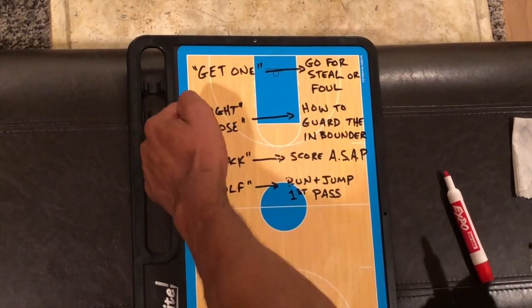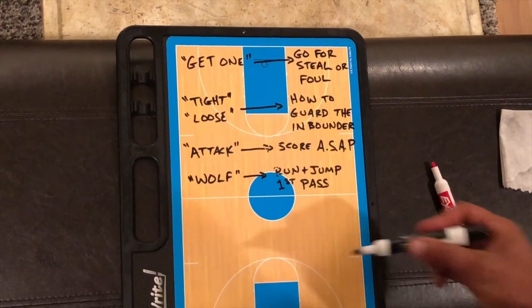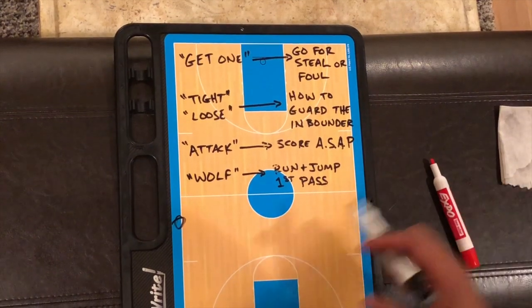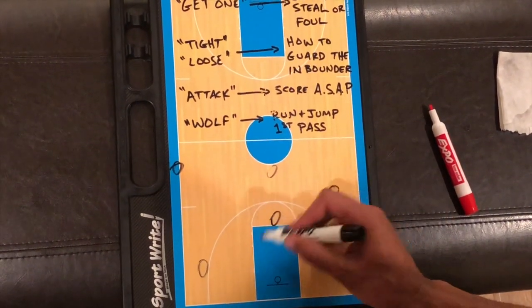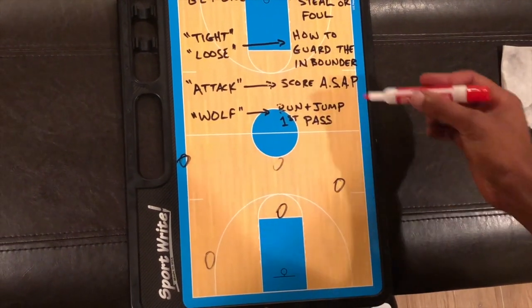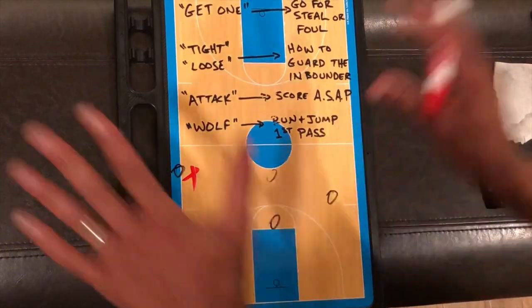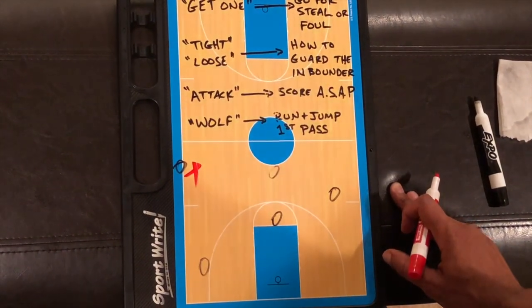The next thing is tight or loose. This refers to how we're going to guard the inbounder. Let's say the ball is getting taken out here, and they're set up like so. The idea is this: if we're going to guard this person tight, we're going to be right on the ball. Our hands are going to be up, and we want to make this pass as difficult as possible.